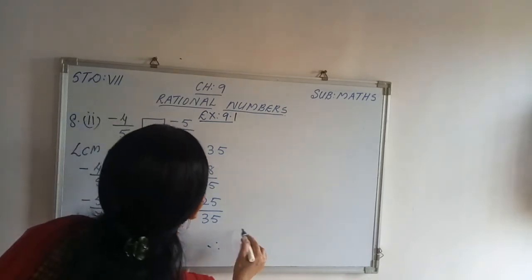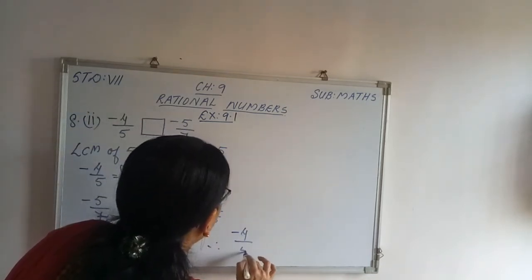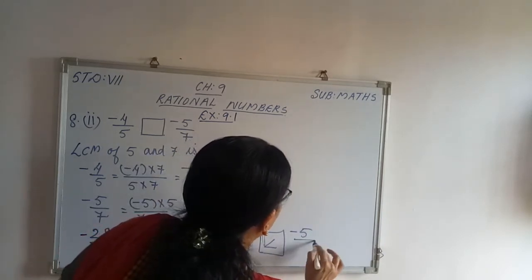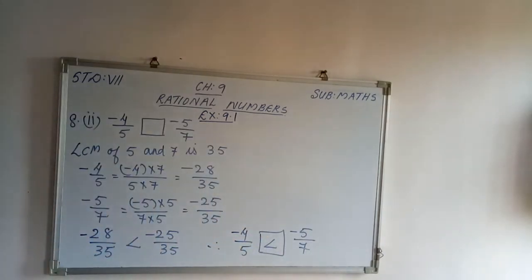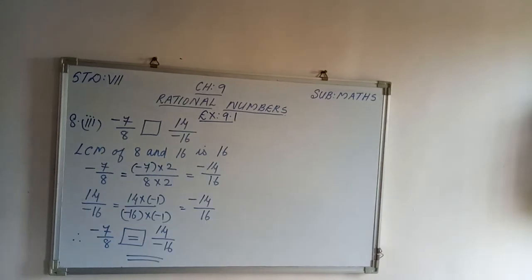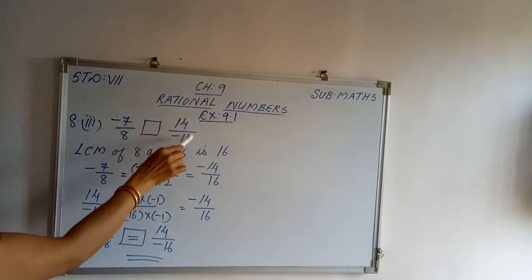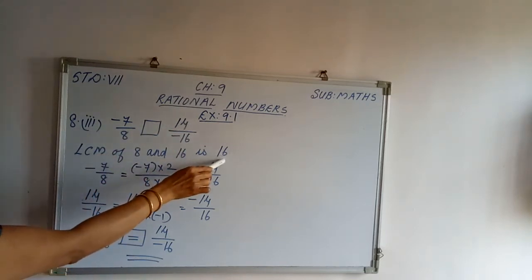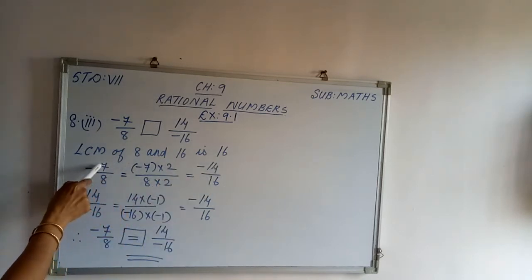Therefore, minus 4 upon 5 less than minus 5 upon 7. This is the answer. Third one, minus 7 upon 8, 14 upon minus 16. LCM of 8 and 16, it is 16. So, minus 7 upon 8.